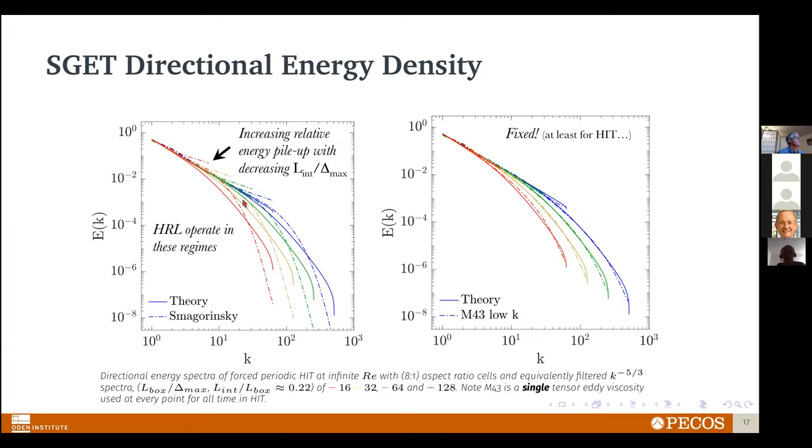So the solids are what we're looking for. The dashes are what we get, and in particular, we see in the coarse resolution directions we get an energy pileup near the cutoff, and that actually causes a lot of these problems. So we introduced what we call the M43 model, and this whole mess is essentially cleaned up. So we've given ourselves the ability to deal with this anisotropic resolution.